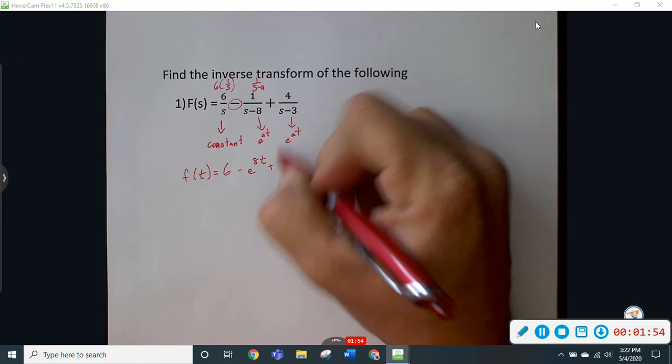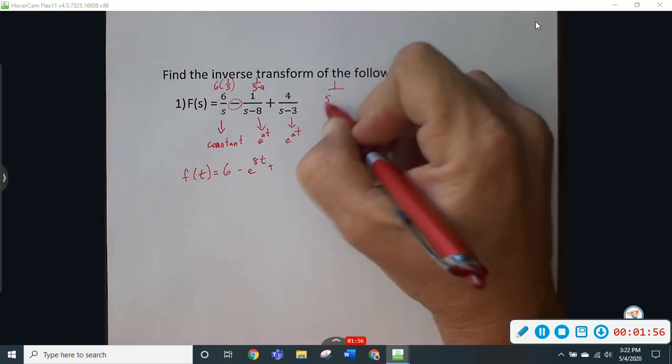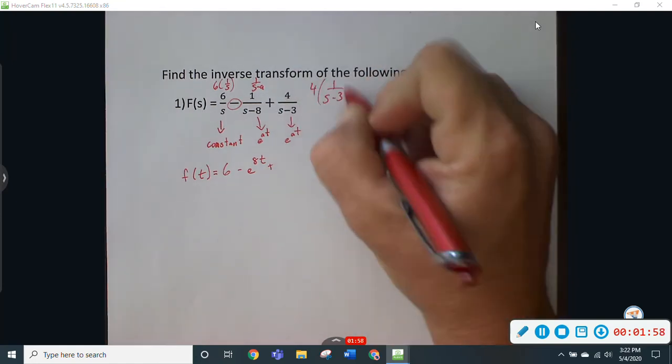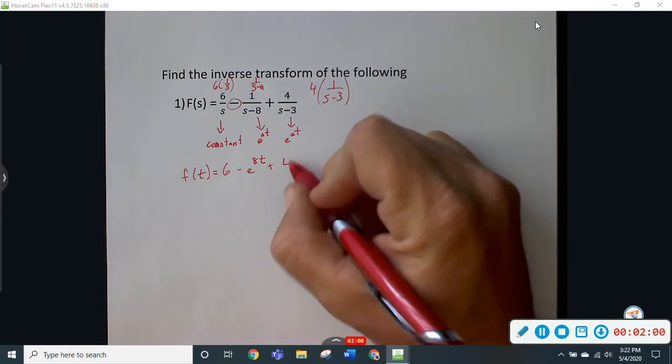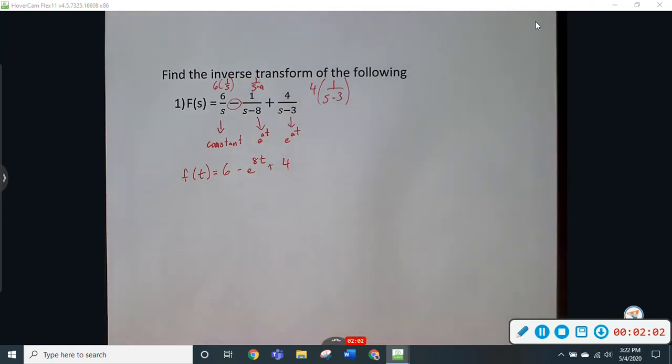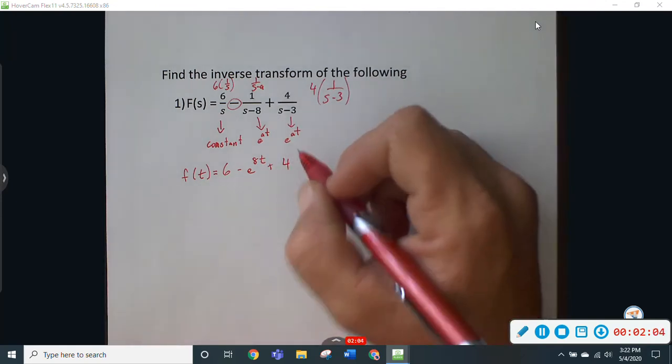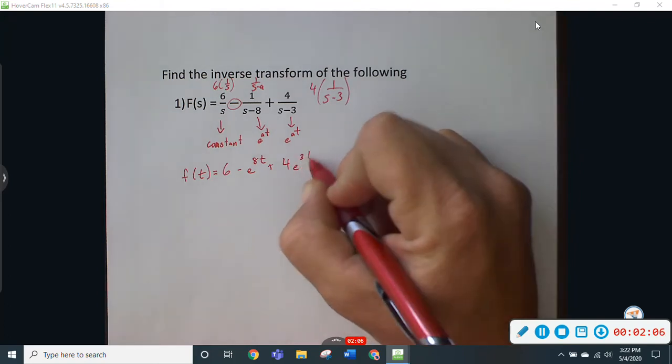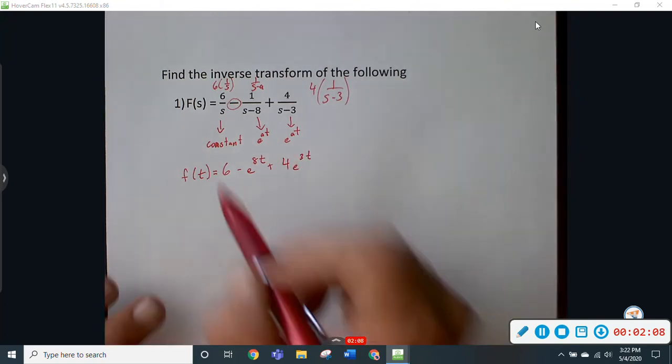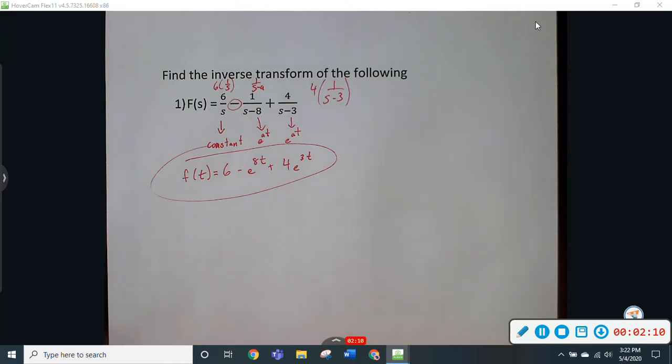Plus, 4 is a constant. Again, 1 over s minus 3. 4 is in front. You'll see me do that a lot in this video. So 4 is the constant, 3 is the a, and so e to the 3t. And that was the original function before our transform. That's numero uno. We're going to go through, I think, 1 through 5 or 1 through 6 in this video.